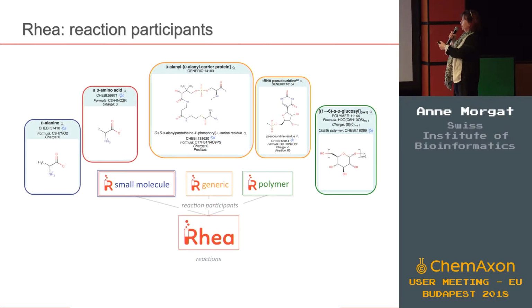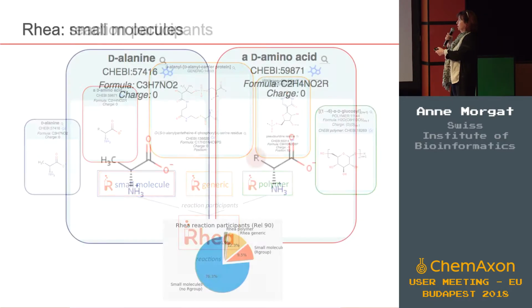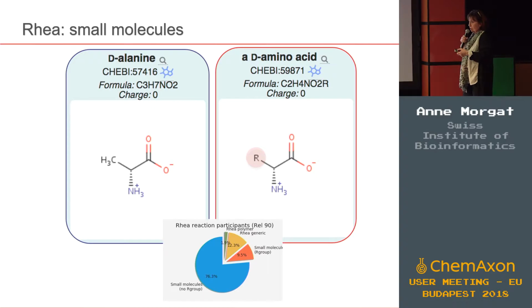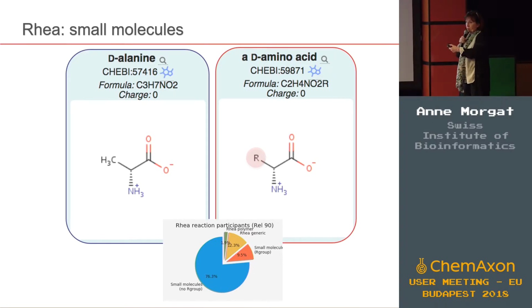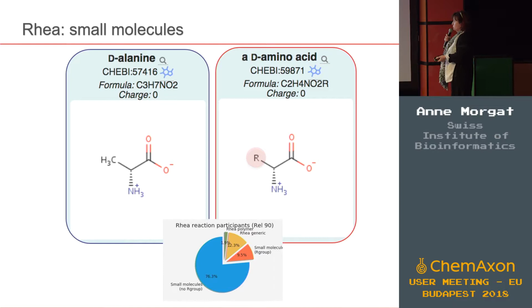Small molecule, RIA generic, and RIA polymer. Let's start with small molecules. We need two kinds of small molecule: fully defined small molecules like this D-alanine, but also some more abstract compounds like a D-amino acid, where this R group is representing any side chain of a D-amino acid.